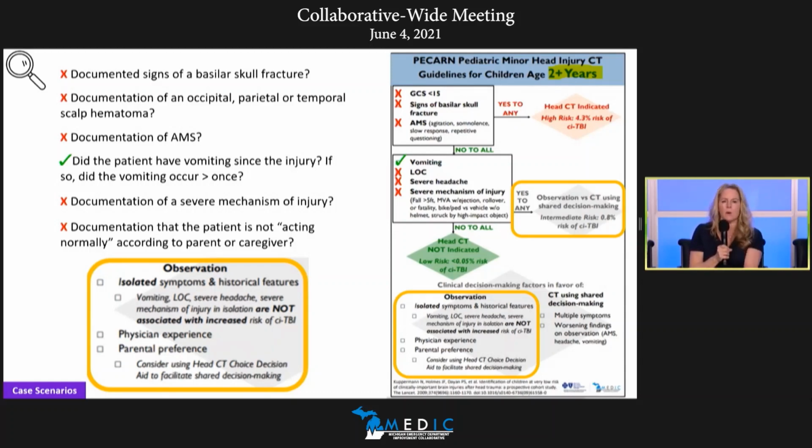So again, when we're looking at all of our negatives, there's no physical sign of any type of skull fracture, hematoma, nothing like that. He doesn't have altered mental status. He's acting as expected. He did have vomiting more than once, but no severe mechanism. And again, to stress, per parent, he technically is acting normally. This is an isolated symptom: he had only the multiple episodes of vomiting. That's the only thing we were able to effectively capture on this one. And so when we look at our PCARN algorithm, he does fall under observation, which is appropriate. And again, this one was scanned. They were all scanned, just so everybody knows.